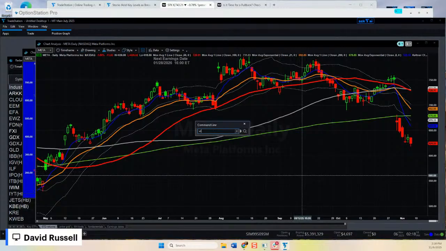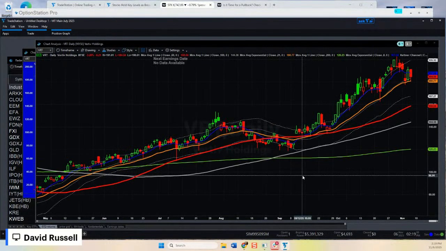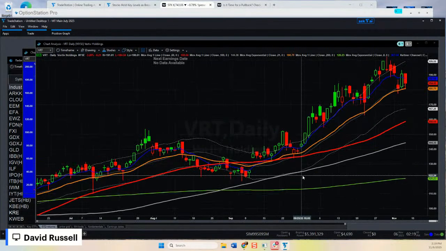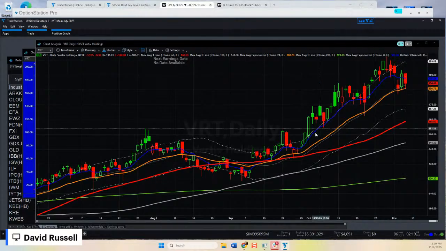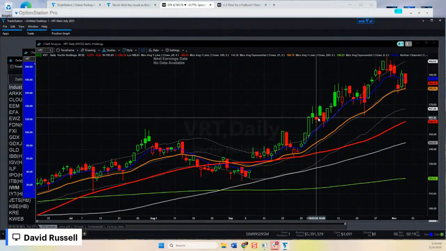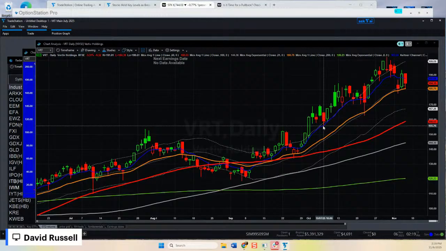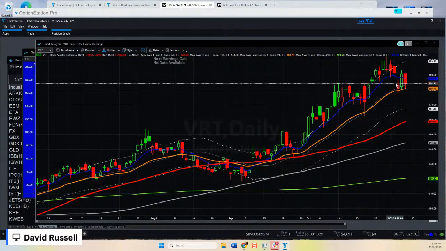Now, another name I want to mention that is less liquid and not pulling back nearly as much is Vertiv Holdings. We've talked about this name a lot, but it's interesting. Look over here. We had identified this breakout around here, and we said that people should watch for a test of the 8-day EMA, which it gave a few days later. And now here it is again.